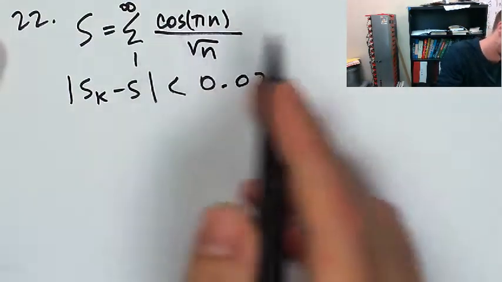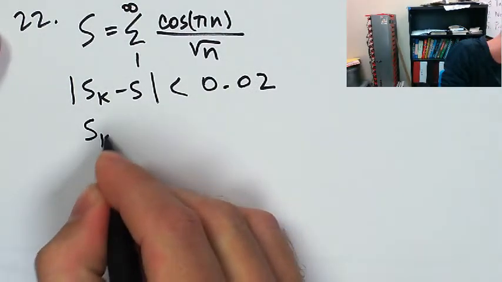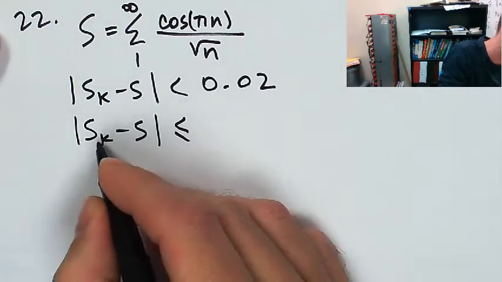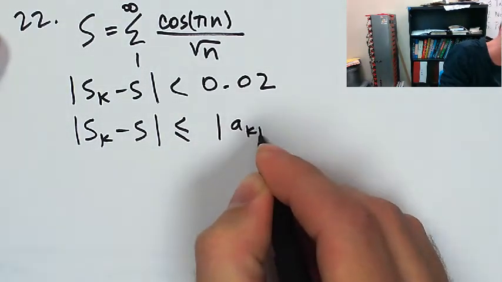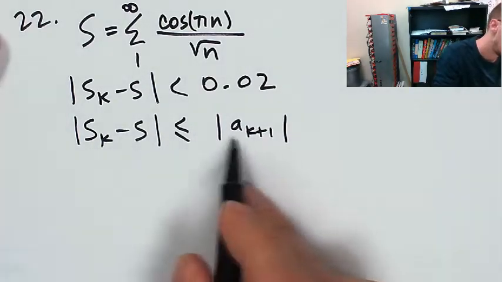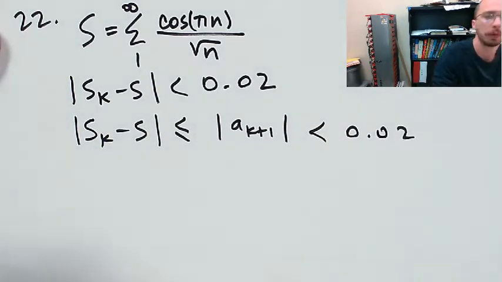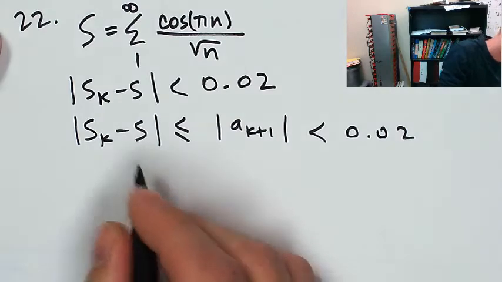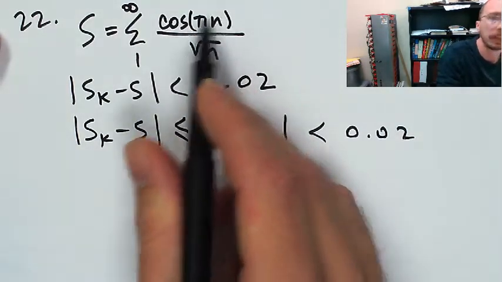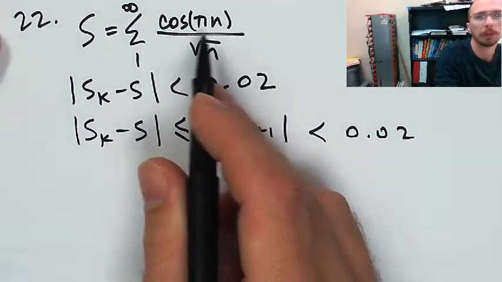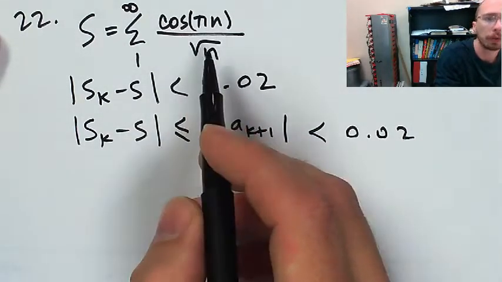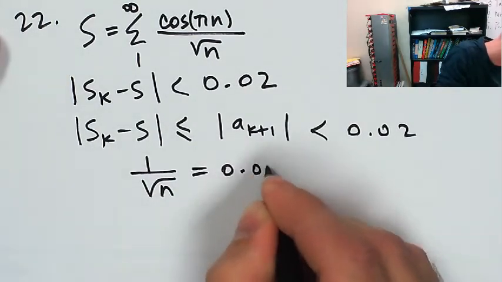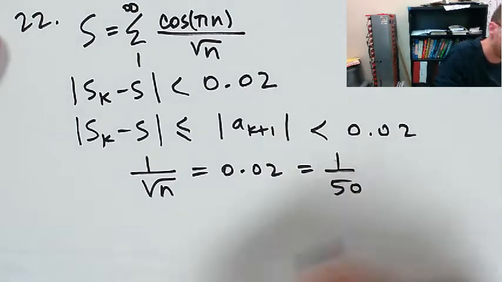Okay, so I really need to figure out when is, okay, I know in general the difference between the partial sum after k terms and the total sum is no more than the absolute value of the k plus first term. Okay, and we want that to be less than 0.02. Well, let's just get to it. The absolute value of the k plus first term is going to get rid of that cosine of pi n, because that's always either plus 1 or minus 1, and the absolute value of that is just 1. So it's 1 over square root n equals 0.02, which I might also write as 1 over 50.